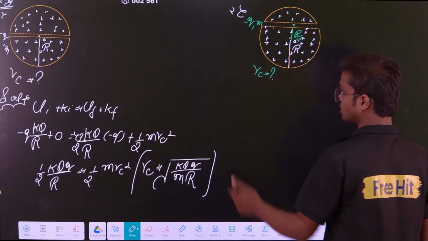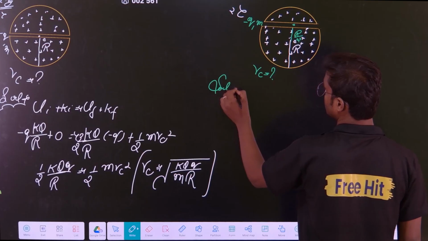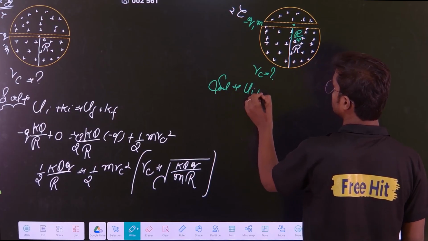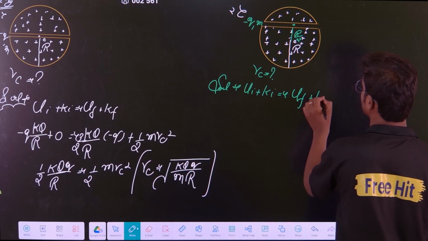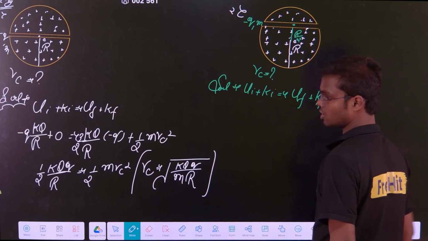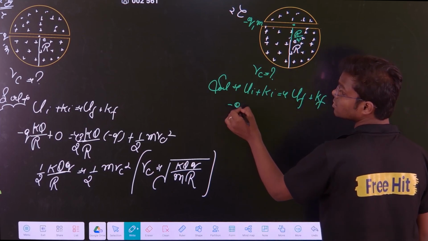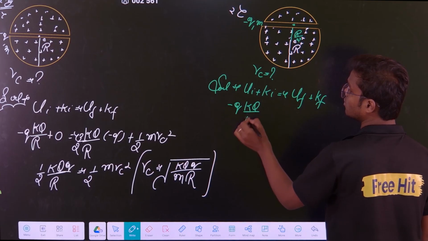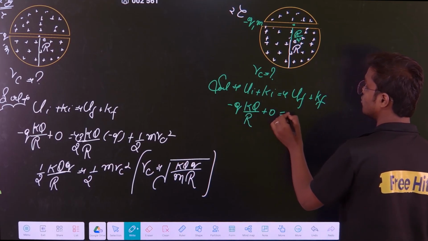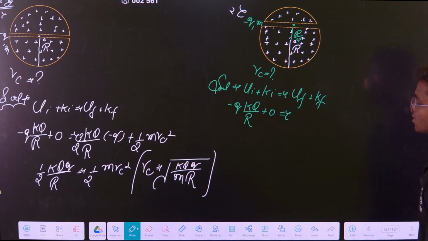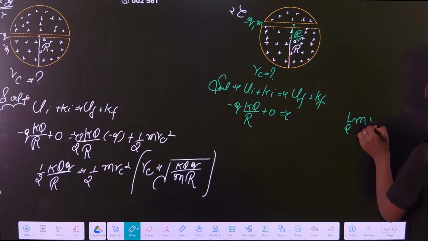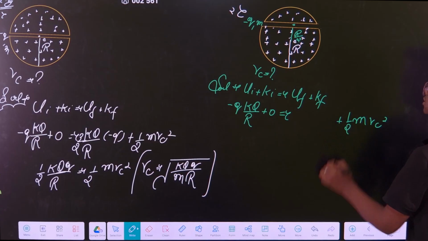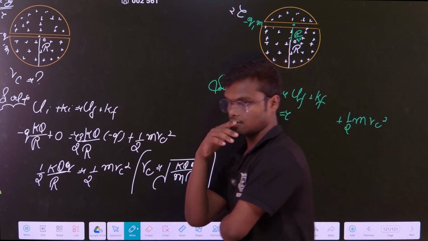Again the same thing, energy conservation is valid. So what will you do? U initial plus K initial is equal to U final plus K final. First you tell me what is the initial potential energy. Again the same thing, kQ by R into minus q. What is the initial kinetic energy? 0. What is the final kinetic energy? That is half m Vc square. But the important thing is, what is the final potential energy?